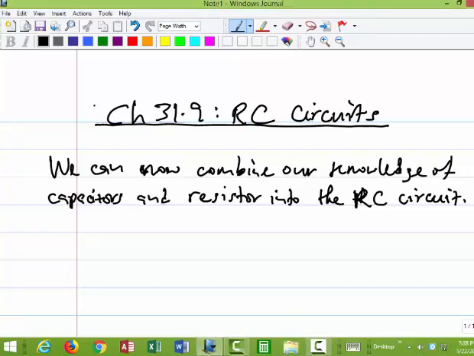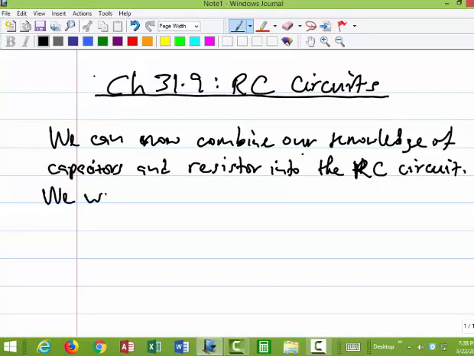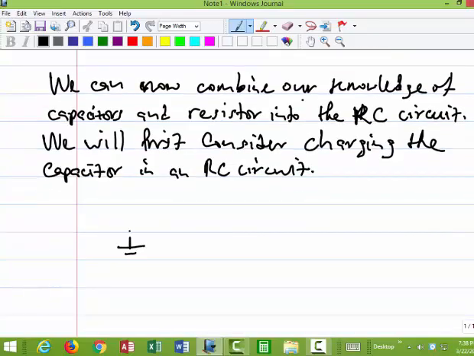Okay, so let's look at the charging mode first, if I can get this thing to work. So we will first consider charging the capacitor in an RC circuit. Okay, so I'll draw the circuit first. So we have the battery, and then we're going to put them in parallel. So we're going to set it up so that the capacitor and the resistor are in parallel.